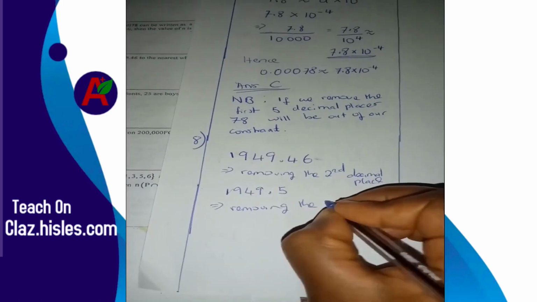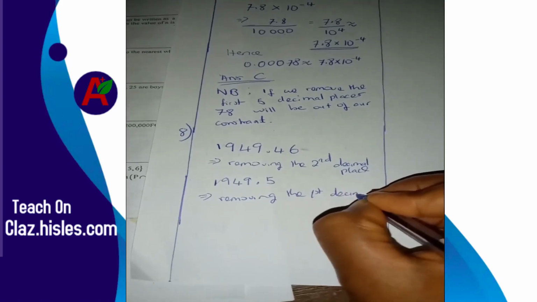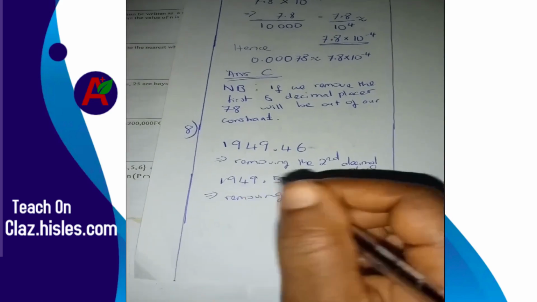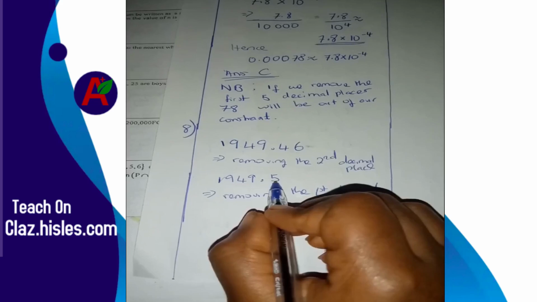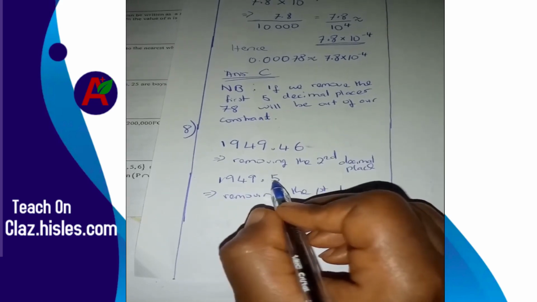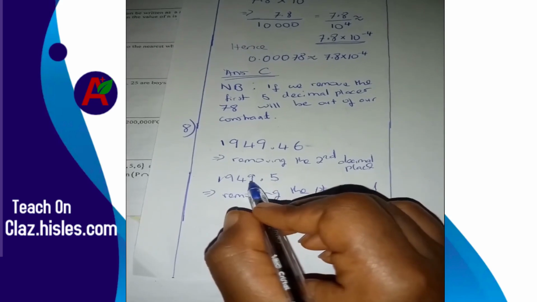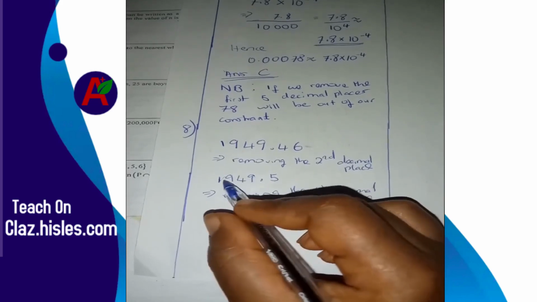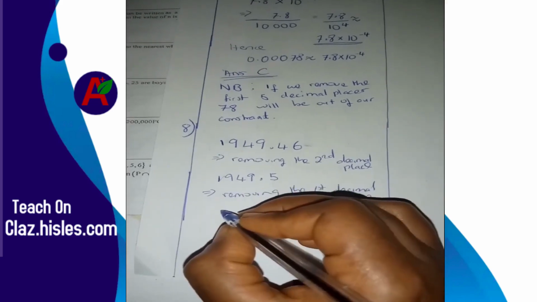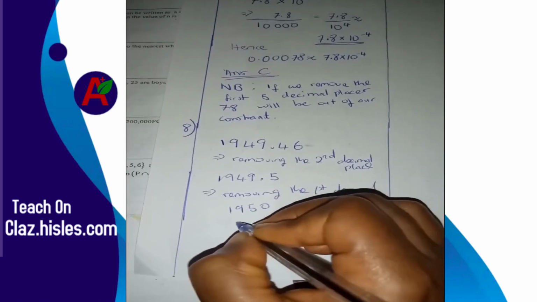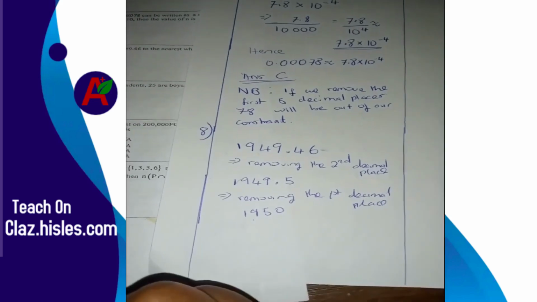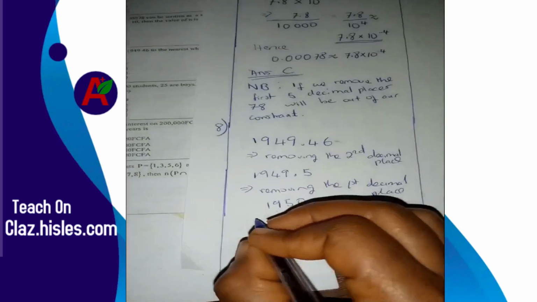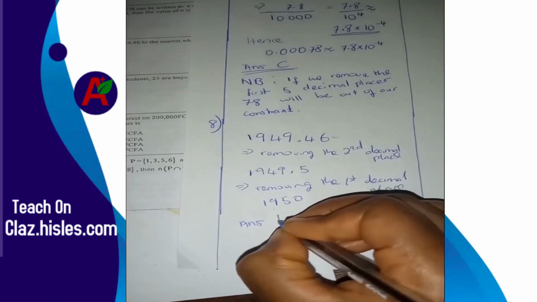Removing the first decimal place leaves us with 5. 5 is greater than or equal to 5, so we'll round it up. We're rounding it up, not down. Add it to 9, and this will be 10, carry 1, so it will be 1950. Is this among our answers? Let's see, 1950 is B. So the answer to question 8 is B.